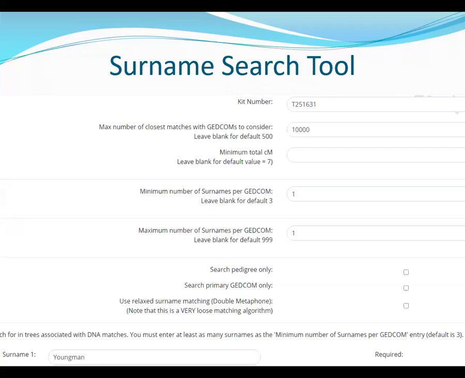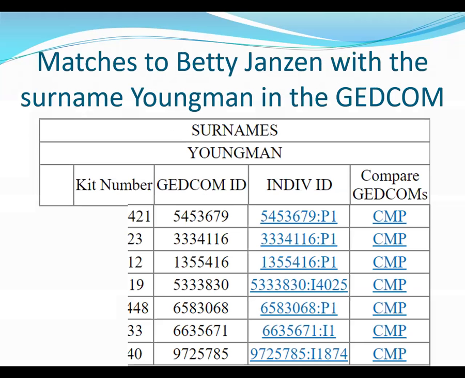The next thing I want to highlight is the surname search tool. So here's where you basically put in information about a surname and you get the matching people who share that particular surname. So in this particular case, I went ahead and I looked for Youngman, which we'll see on the next slide. So there's various different people who have the Youngman surname, and their information is included in these GEDcom files.